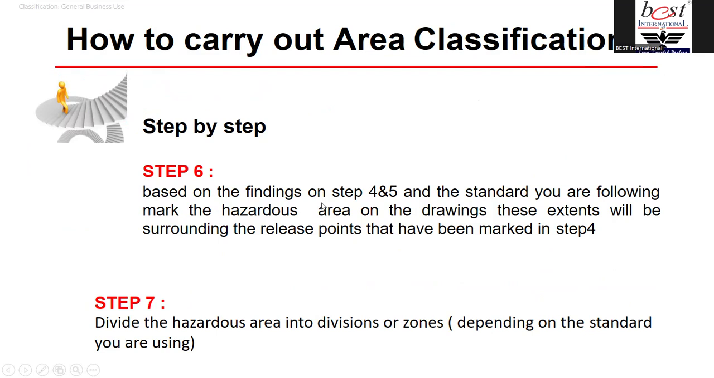Step 6 is based on the findings of steps 4 and 5. You set the standard you are following and mark the hazardous area on the drawings. It's a game of drawing, but make sure the drawings are not wrong. The drawing should be passed through the regulatory bodies as well. These extents will be surrounding the release points that have been marked in step 4. The last step is divide the hazardous area into divisions or zones depending on the standard you are using. So your hazardous area classification or zoning will be based on the standard you are using. That's why the first step is decide the standard.